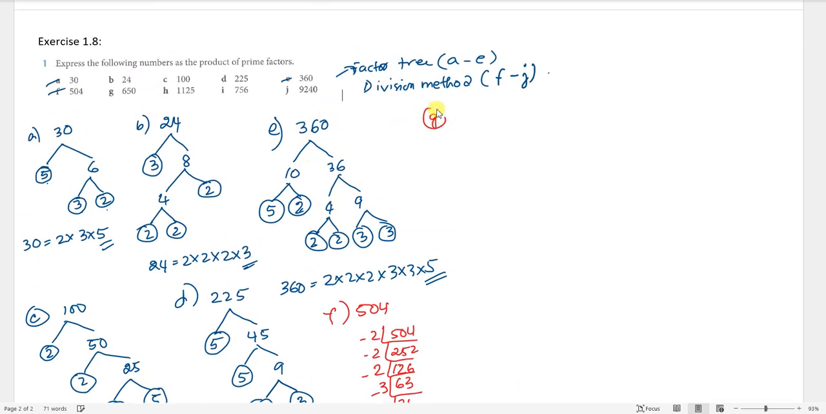Question G. 650. So we are gonna start with 2. You can also start with 5. That's also okay. I'm gonna get 325. I'm gonna go with 5. We're gonna get 65. Again divided by 5. We're gonna get 13. As you see, 13 is a prime number, so we stop. 650 is equals to 2 times 5 times 5 times 13.